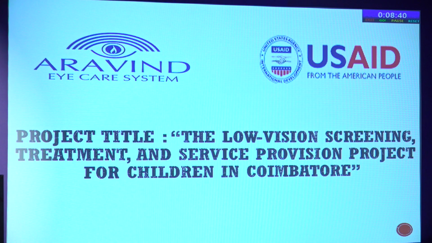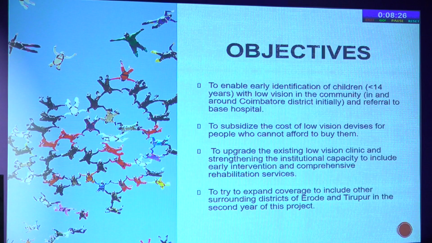So with these in mind, because we were not targeting the grassroots level, most of our treatment was only for patients who were reaching the base hospital. So we planned to do a community based service for children with low vision in the area of Coimbatore. The objective is to enable early identification of children with low vision in the community and refer them to the base hospital, subsidize the cost of low vision devices for people who cannot afford to buy them, upgrade the existing low vision clinics, increase the capacity to provide better services, and expand coverage in the surrounding districts.